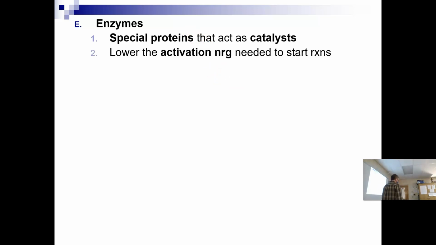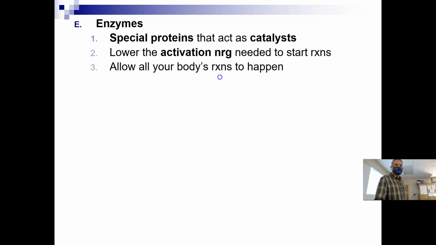In terms of reaction energy, we can say enzymes lower the activation energy needed to start the reaction. And we can draw that graph. And this is what allows you to be alive. This is what allows all the right chemical reactions to happen at all the right times. But how does it work?